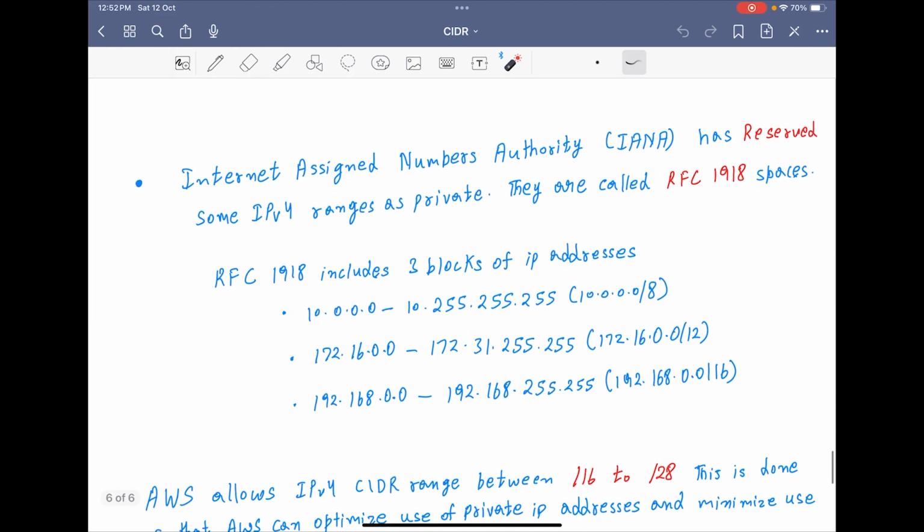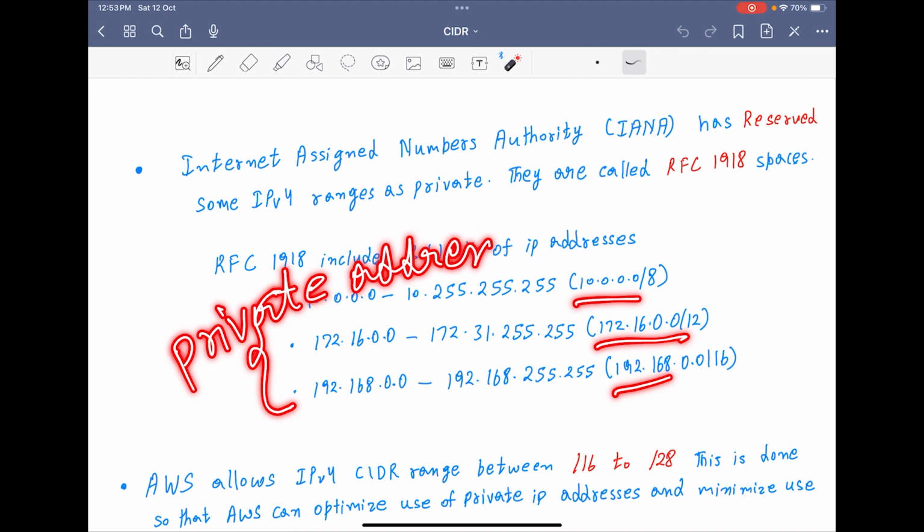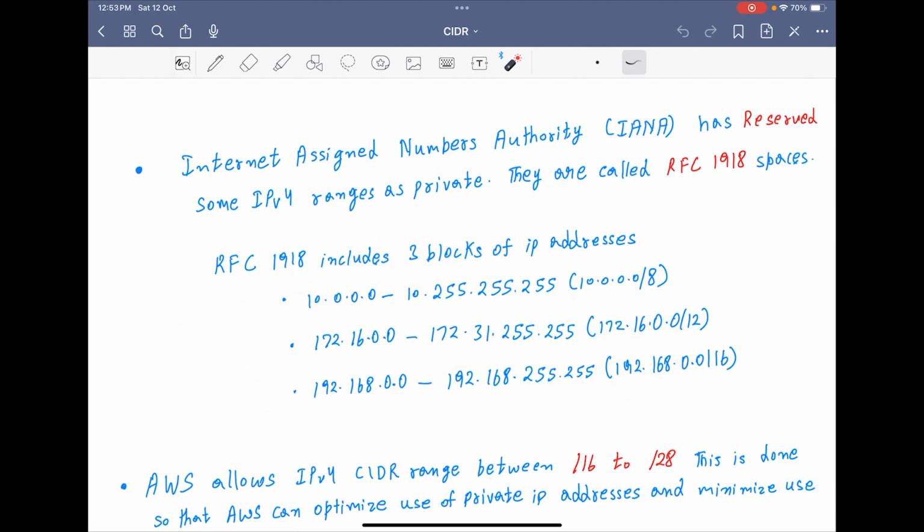So let's move forward. The Internet Assigned Numbers Authority has reserved some IPv4 ranges as private. They are called RFC 1918 spaces. RFC 1918 includes 3 blocks of IP addresses: 10.0.0.0 to 10.255.255.255 and these two other ranges. These particular IP addresses you can use to specify your private address space. These are a universal convention handled by IANA. For each and every organization you will encounter, they are bound to use these values for their private IP addresses.